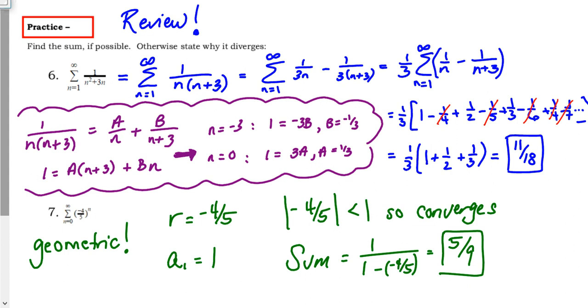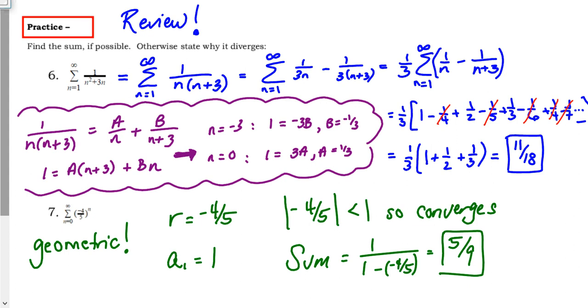So I have a 1 in the top, that's fine. I could have a different number, like I could have 7 up there. I could have something with an n up there possibly, but if I have something that factors in the bottom, that is like your ding, ding, ding, time to see if it telescopes.